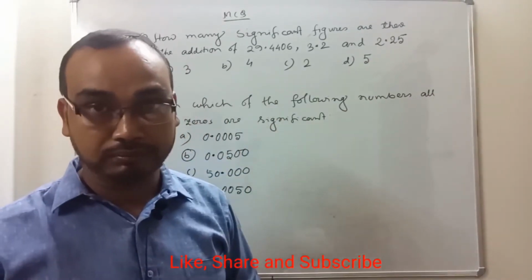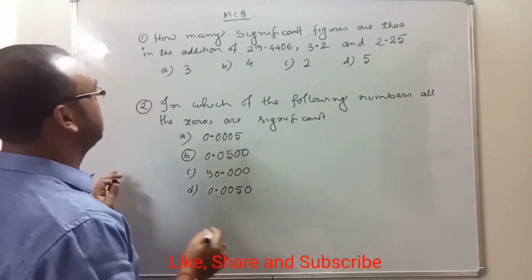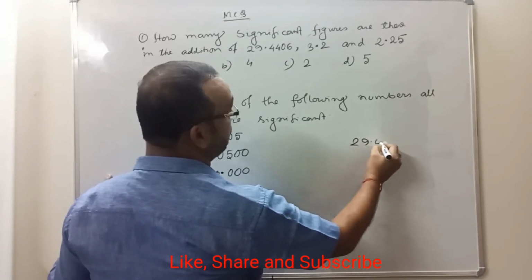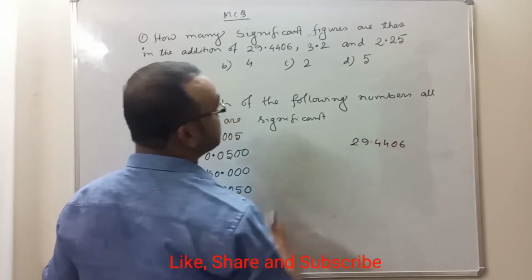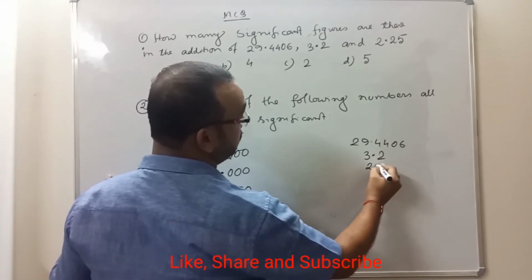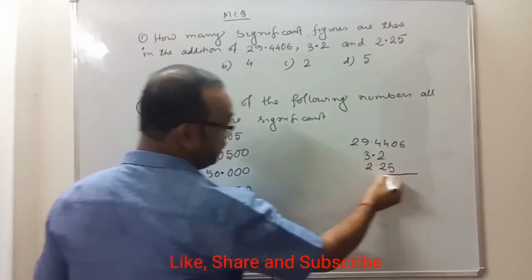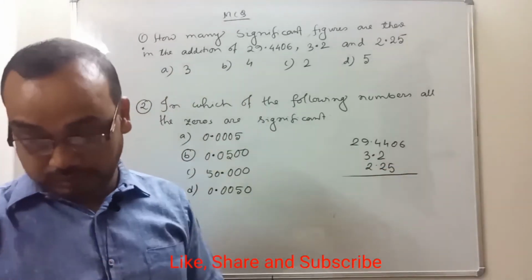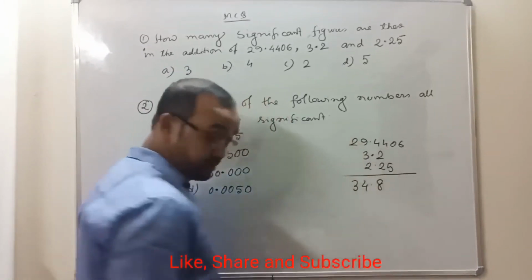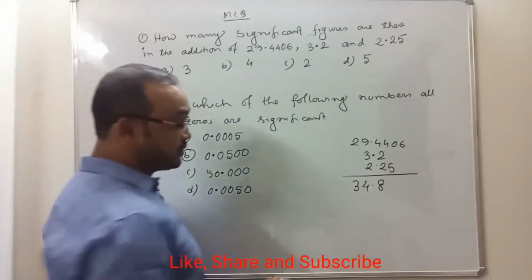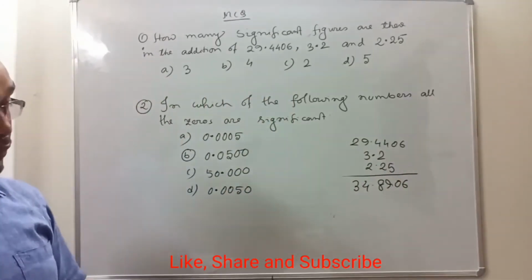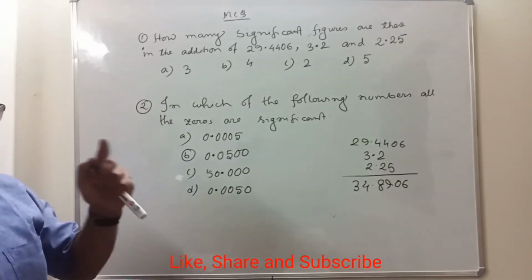Now you have to add these. It will be 29.4406 and 3.2 and 2.25. How many digits are there? Now add it. It will be 34.8906.